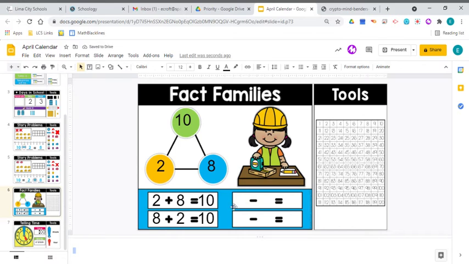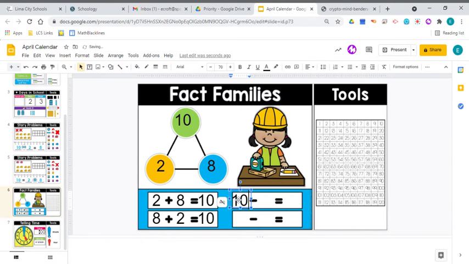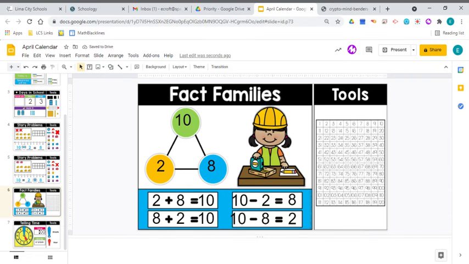With subtraction, remember, we're going to have to start with the 10 both times in both equations. We start with the 10, and then we can subtract the 2, like what we did with the fish, and our answer was 8. Or we could subtract the 8 pink fish, and we would have 2 yellow fish left over. All right, so your fact family equations are 2 plus 8 equals 10, 8 plus 2 equals 10, 10 minus 2 equals 8, and 10 minus 8 equals 2.